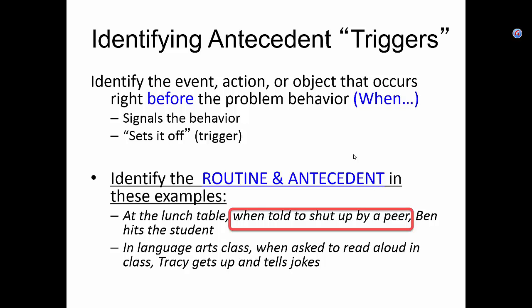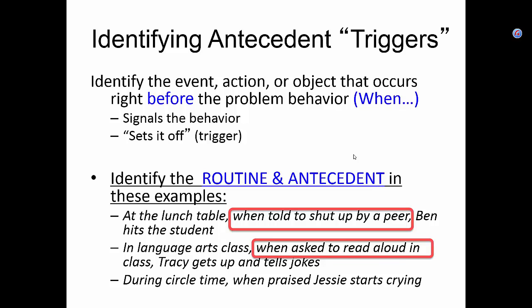In language arts class, when asked to read aloud in class, Tracy gets up and tells jokes. Problem is, of course, telling jokes. The routine you've identified is language arts. What specifically happens in language arts? What is the antecedent here? When asked to read aloud in class.